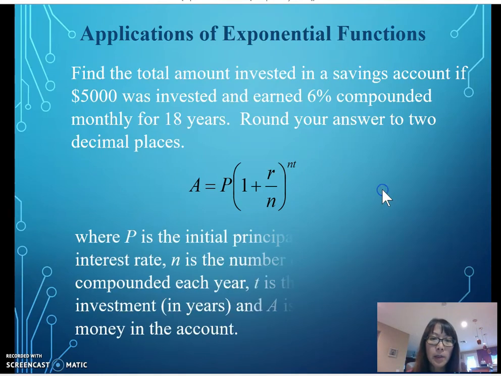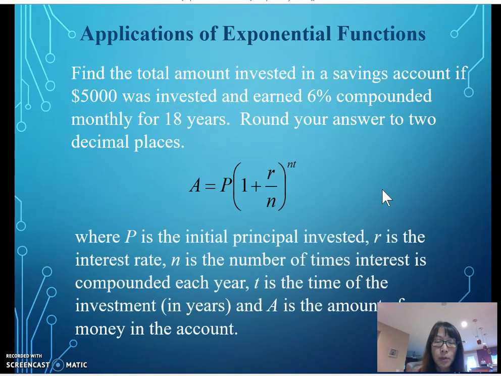So this is the formula we need. And of course, just like any formula, we need to recognize what the variables stand for. So pay attention that P is the initial principal invested, R is the interest rate. In this case, we want to make sure that we put it in a decimal form when we do our calculation. And then N is the number of times interest is compounded each year, and T is the time of the investment, and A is the final amount of the money that's in your account.